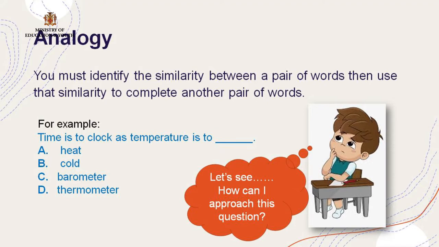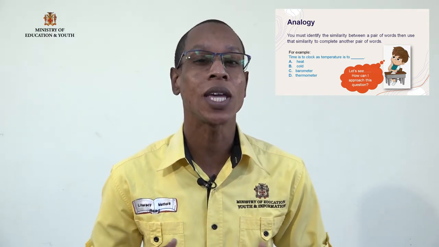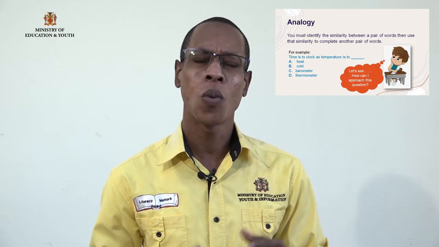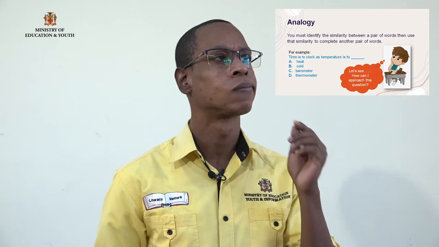It says, time is to clock as temperature is to A, heat, B, cold, C, barometer, or D, thermometer. The first thing we must ask ourselves is, what is the relationship between the time and the clock? Let's think about it. That's right. To tell the time, I must look on a clock, or we have to read the clock, as our parents would say. So in order to tell the temperature, what must we look at, or what must we read?